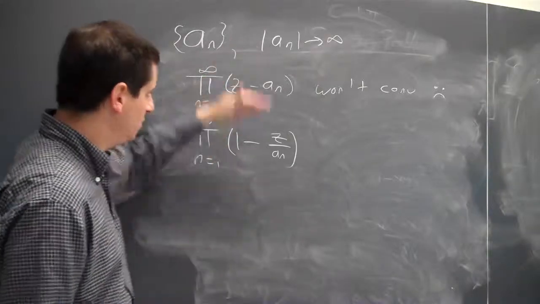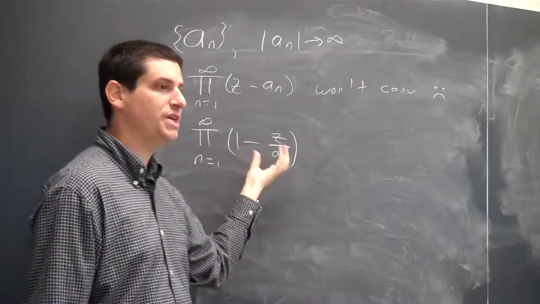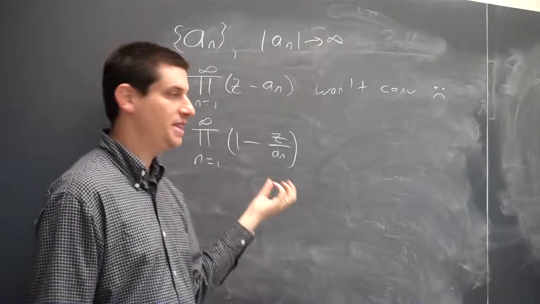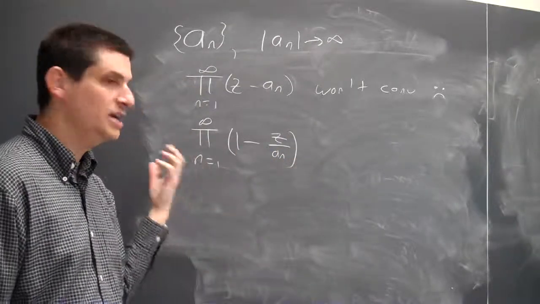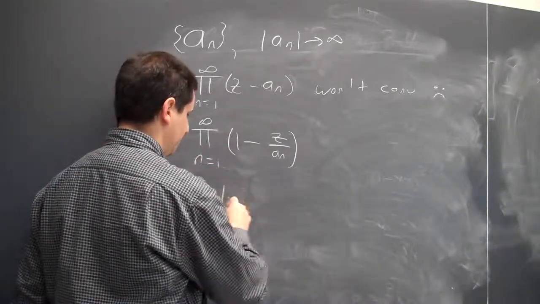So the book just immediately jumps to this. It skips this step. And I want to go through this to give you some idea of why we started looking at factors like this. This is the most natural way to try to build up a function that has zeros at the prescribed places and nowhere else. But I need to understand, does this product exist? So this leads us to studying products.